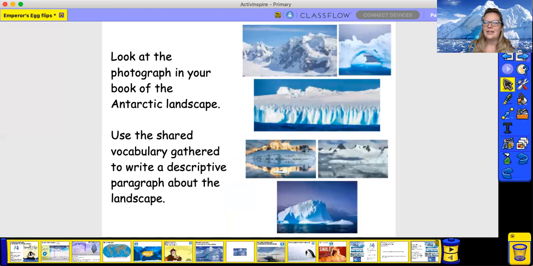Okay, so there should be attached to the planning a photograph of the Antarctic landscape. We've got quite a few here for you, and we've attached all to the planning for you to look at. Just pick one of them or a couple of them, and we're going to start writing a descriptive paragraph about this place. We'd like you to include similes and adjectives and expanded noun phrases in order to paint a really clear picture for your reader.